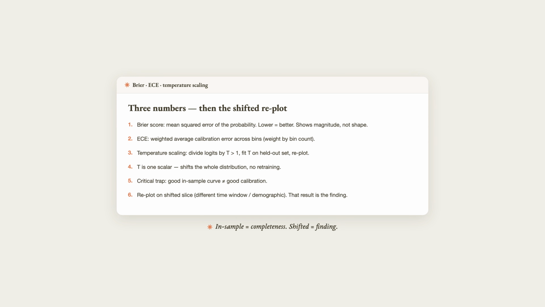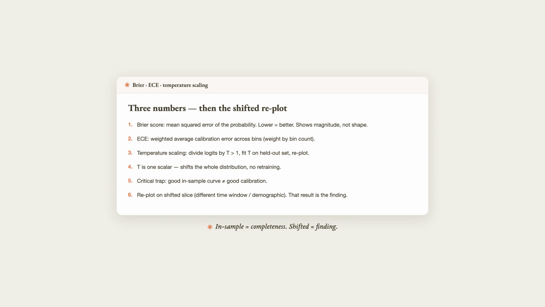Temperature scaling: if your model is overconfident, and most are, you can divide the logits by a temperature parameter T greater than 1 to soften the confidence outputs. You fit T on a held-out validation set, then replot. T is a single scalar. It shifts the whole distribution without retraining.